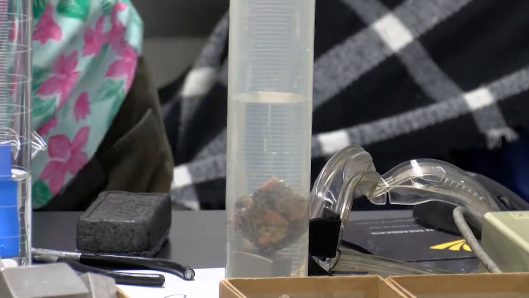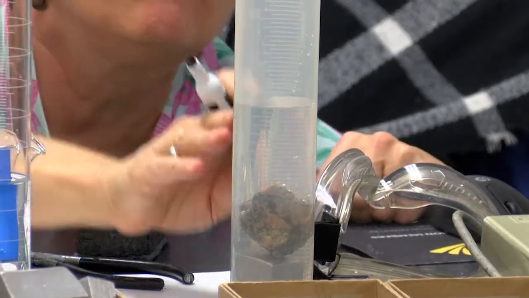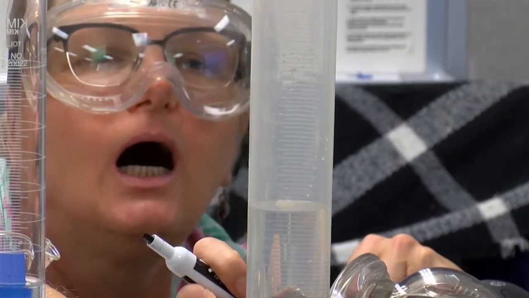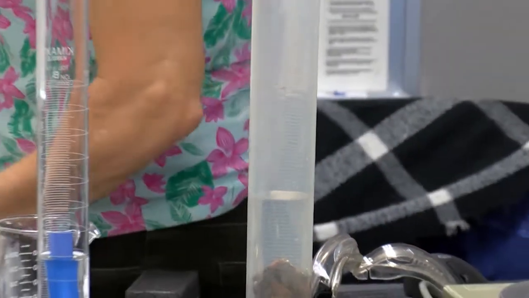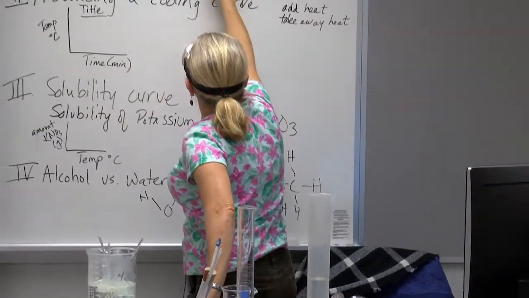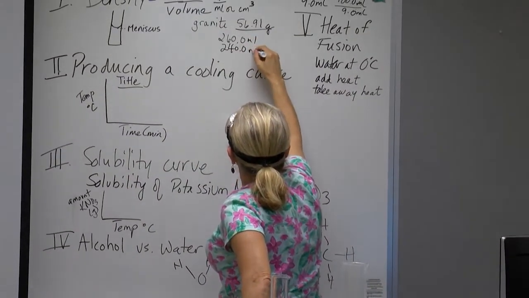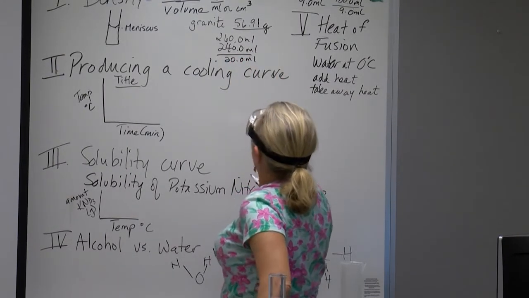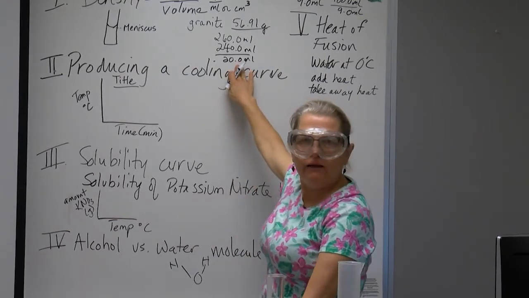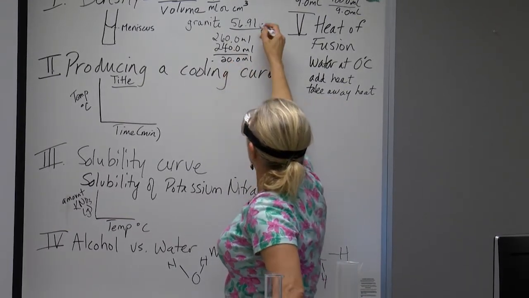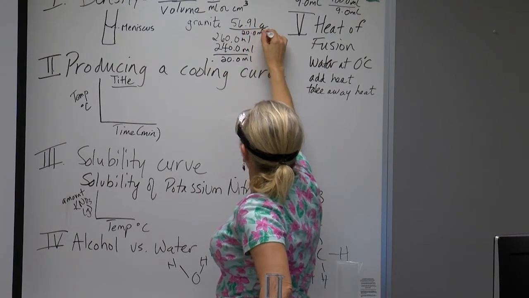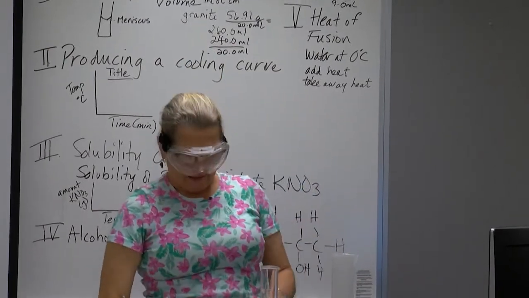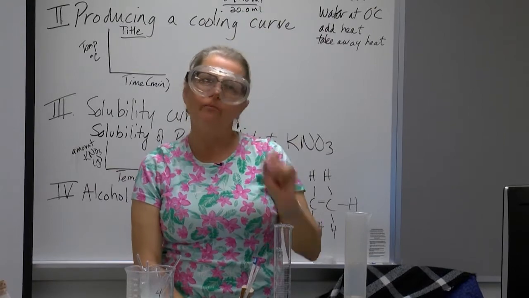That's what we started out with, and we end up with 255, 260. Again, it's at 0.0. That is very strange, but 260.0 milliliters. We always put our units. So the volume of that piece of granite is 20.0 milliliters. That is going to give you the density of that stone piece of granite. We have one more to do.